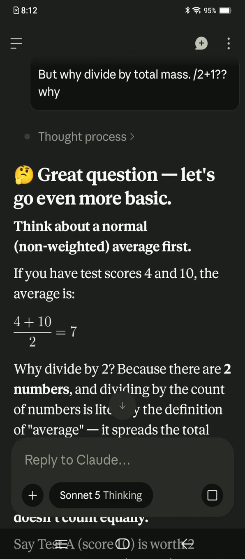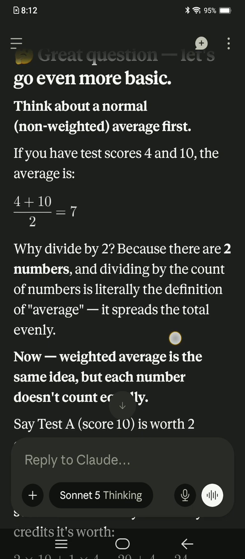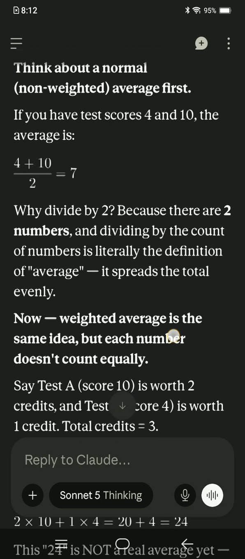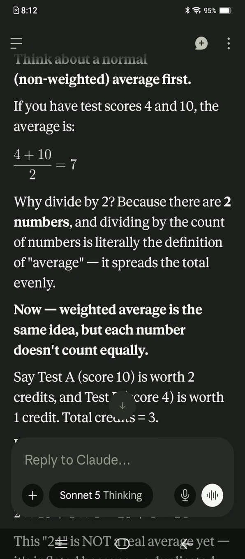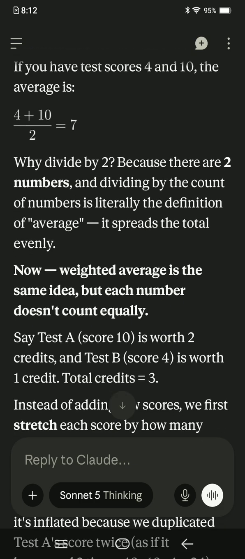Great question. Let's go even more basic. Think about a normal non-weighted average first. If you have test scores 4 and 10, the average is 7. Why divide by 2? Because there are two numbers, and dividing by the count of numbers is literally the definition of average. It spreads the total evenly.